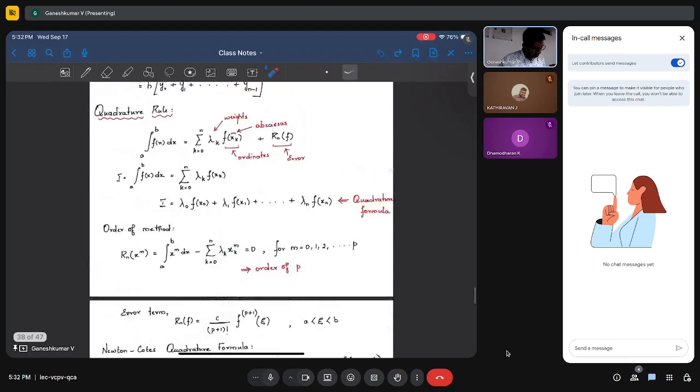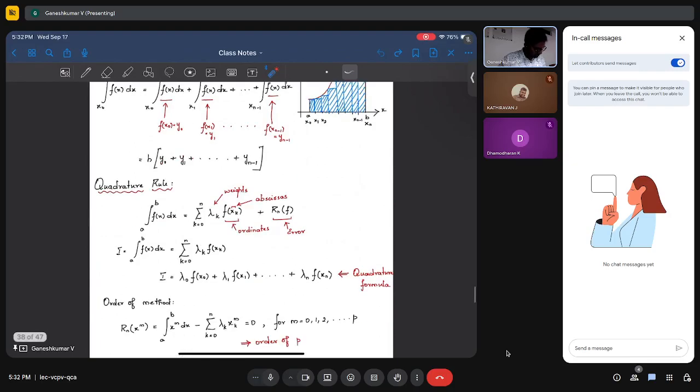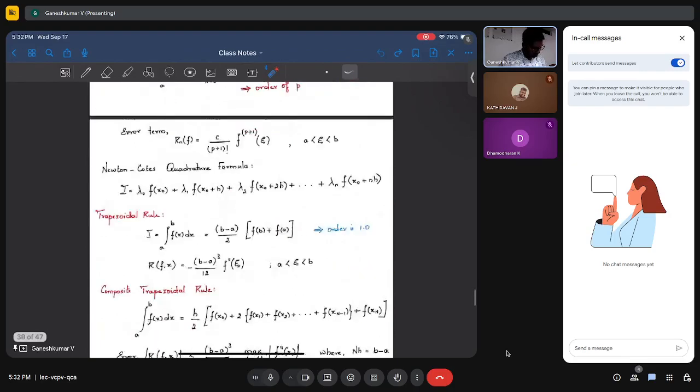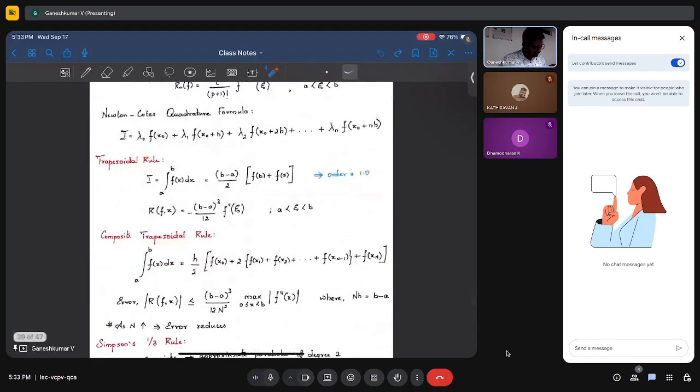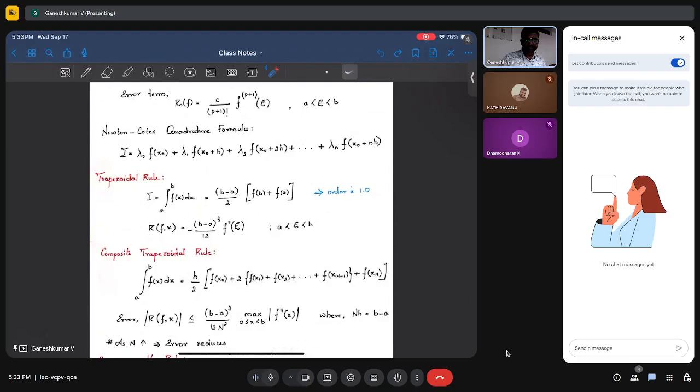Then there is this quadrature rule. What it tells is, it takes into account some weights, and you have this Newton Cotes quadrature formula. You can also express the trapezoid rule in this way. So all the other rules come as a Newton Cotes quadrature formula. It's a more general way of expressing all these rules.